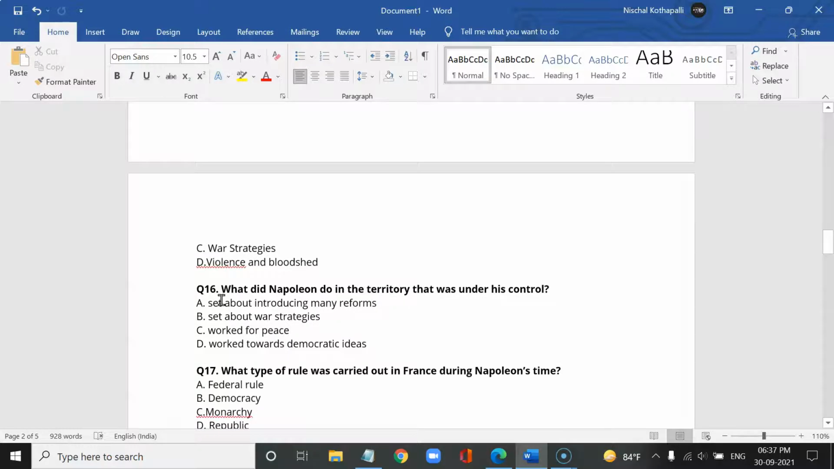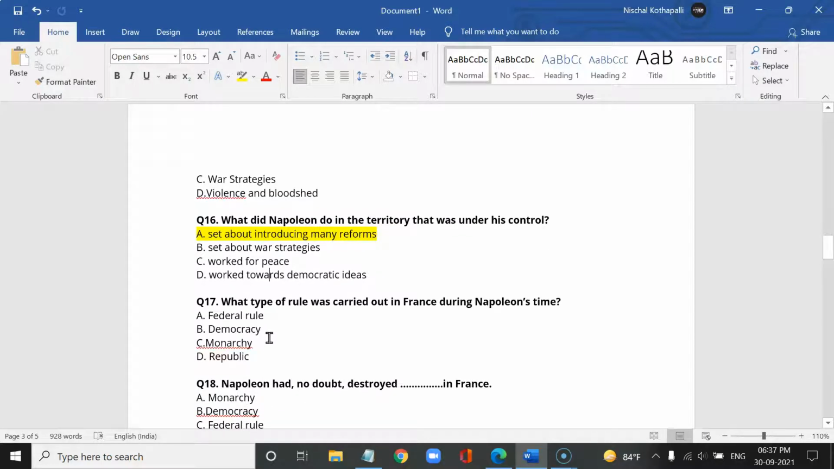So next, what did Napoleon do in the territory that was under his control? He introduced many reforms, set about war strategies, worked for peace, worked towards democratic ideas. So obviously, we know that it's not war strategies, it's not peace, and it's not democratic ideas either, because in the textbook it clearly said that Napoleon's entrance in these territories meant the end of democracy. In fact, the exact sentence was, the entrance of Napoleon was no doubt the end of democracy in France and these other territories. But he did introduce various reforms through the Napoleonic Code, or the Civic Code of 1805.